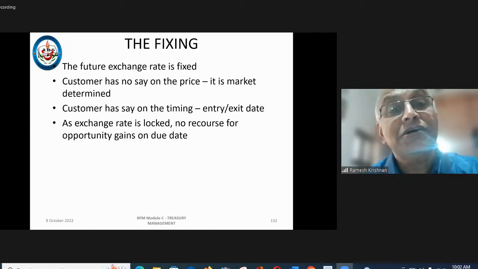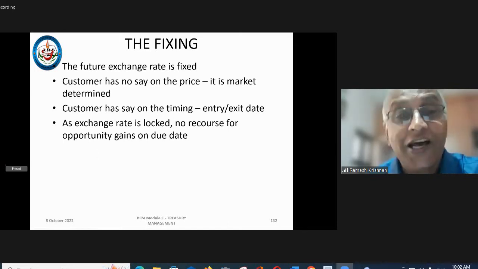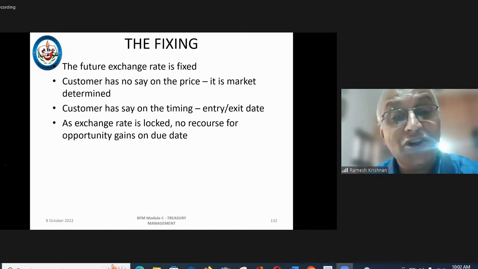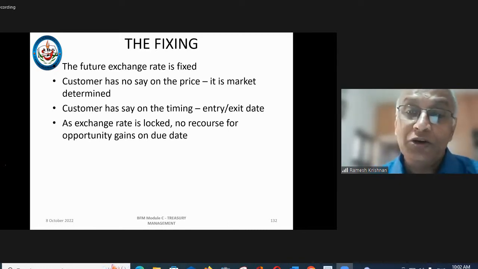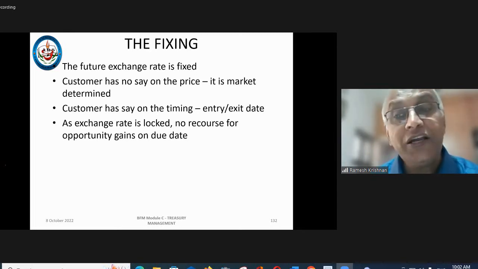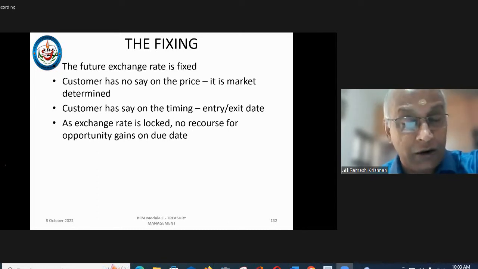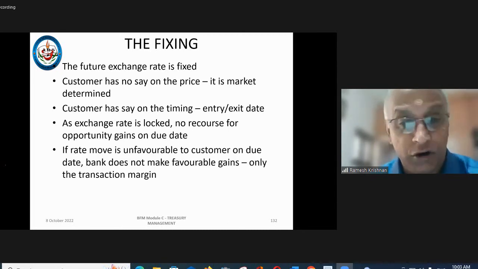It was the customer's call whether to lock his exchange rate at 82.50 or leave it open. So the customer in October has decided to lock it at 82.50. He gets an assured 82.50. So the exchange rate is locked. No recourse for opportunity gain. So at 82.50 to 90, what would have been his notional profit, he is not getting the benefit of it. So that is where we move over from forwards to options. When we come to options, we will clear that. Now only concentrate on forward.